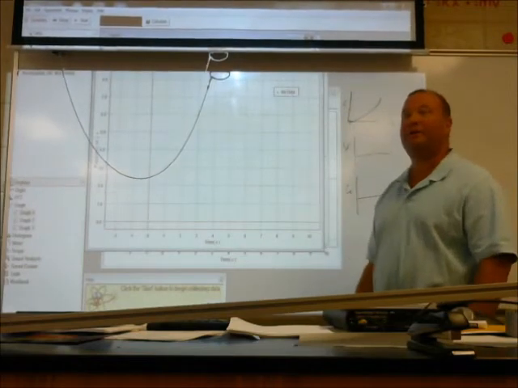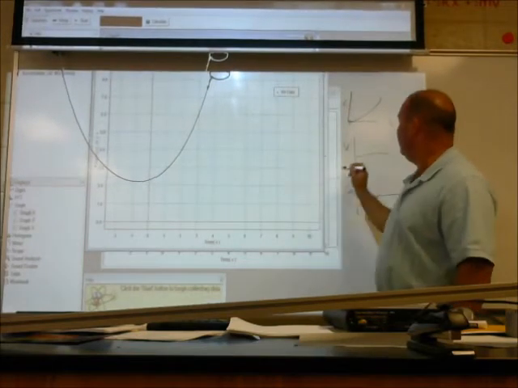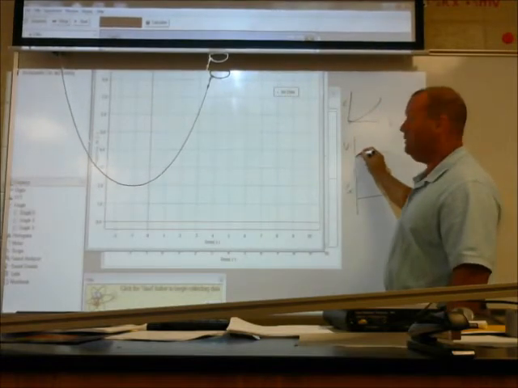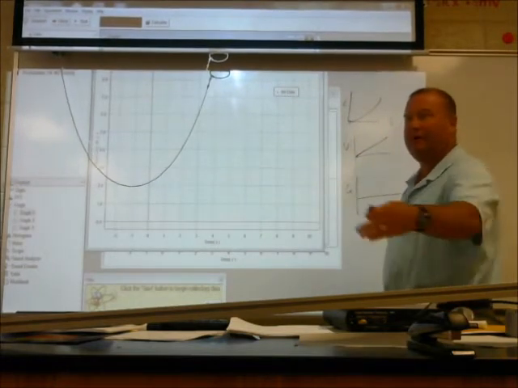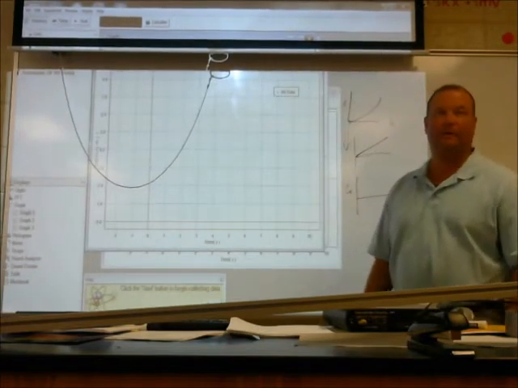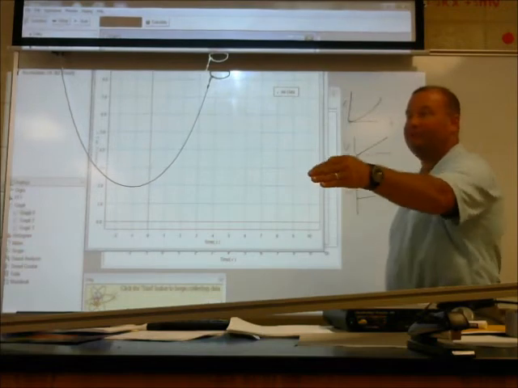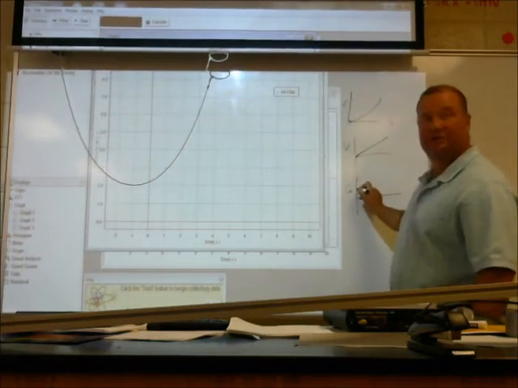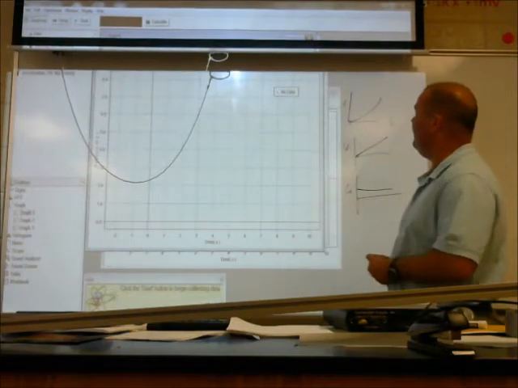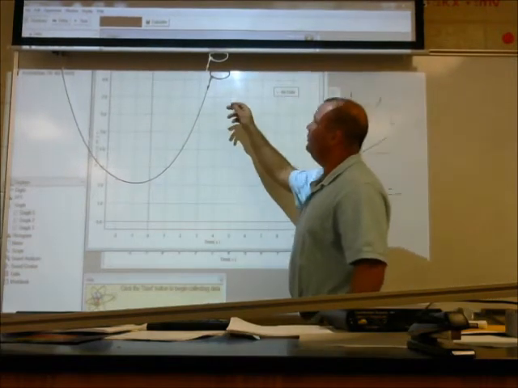What about the velocity? Should be linear, getting bigger or smaller? Bigger. Right? Should be moving faster as it goes down the ramp. That makes sense. What about acceleration? Positive, because it's moving in the positive direction. And should it be constant or changing? Constant. Acceleration should be constant. So it should look something like that. We will look at those graphs.